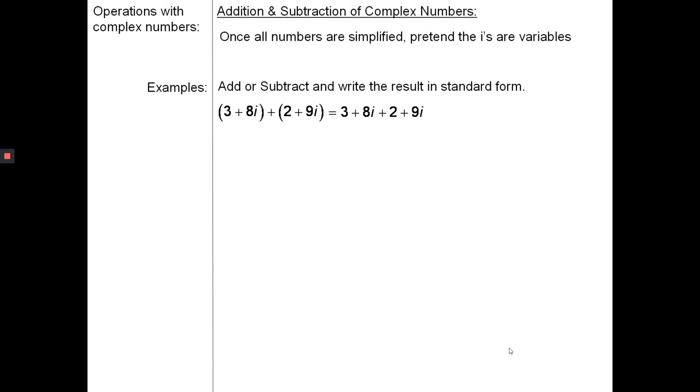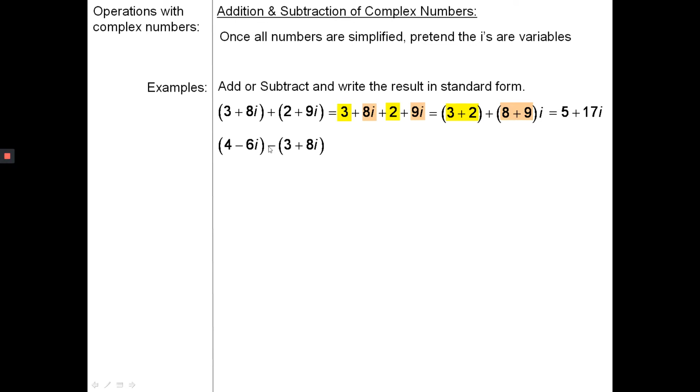3 and 2 are like terms. 8i and 9i are like terms. So we're going to group the 3 and 2 together, and we're going to group the 8i and the 9i together. Okay. So 3 plus 2 is 5, 8 plus 9 is 17, so we get 5 plus 17i.